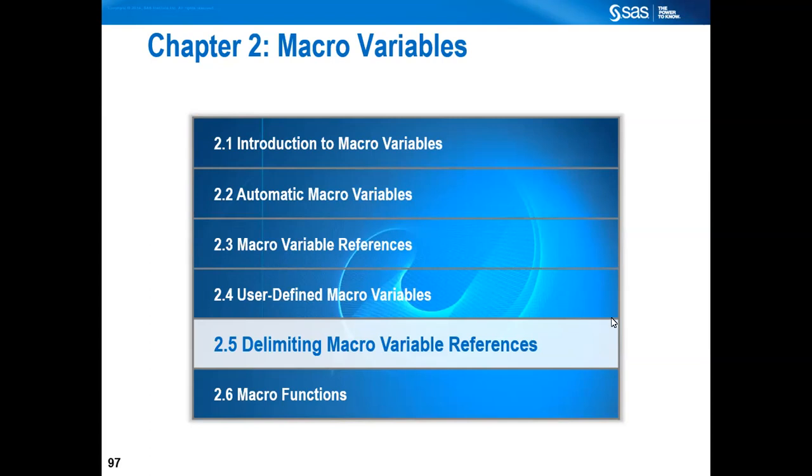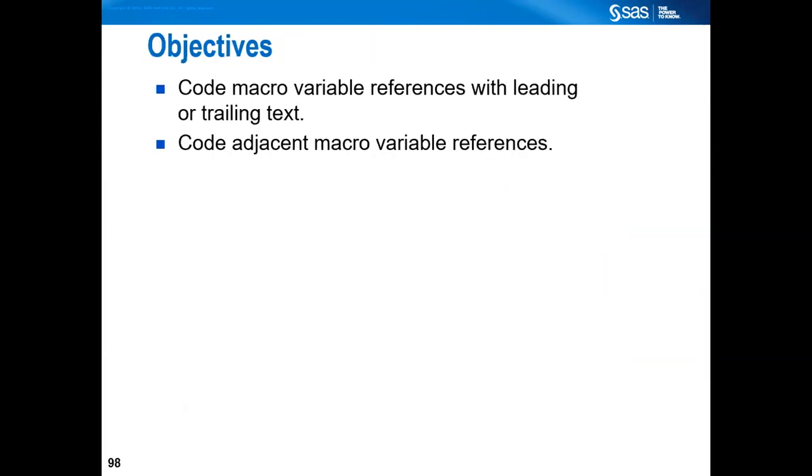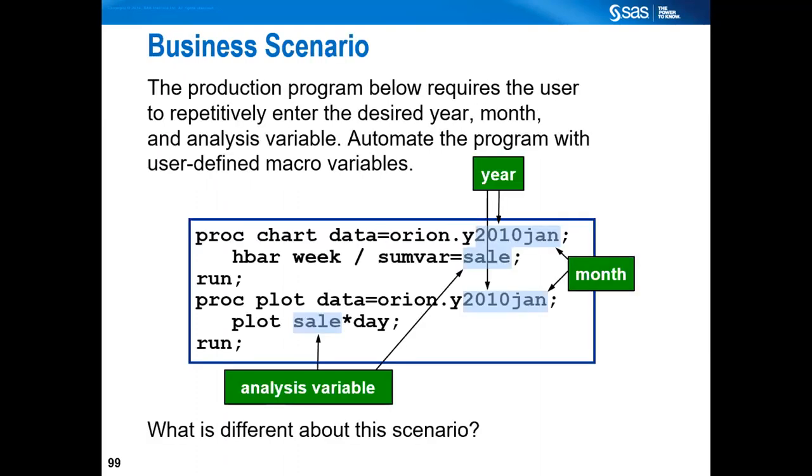Now we'll see how one can delimit macro variable references. Okay, so what is delimit? Let's understand this. The objective here is that we'll have code with macro variable references with leading or trailing text, and we'll see how to handle code which has adjacent macro variable references. All right, so let's understand this through a scenario.